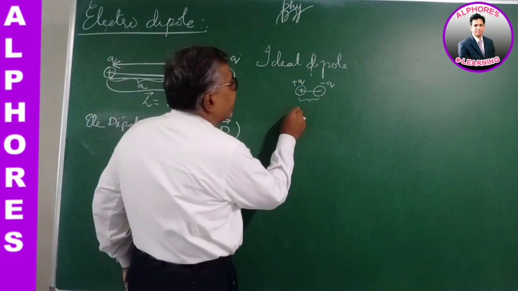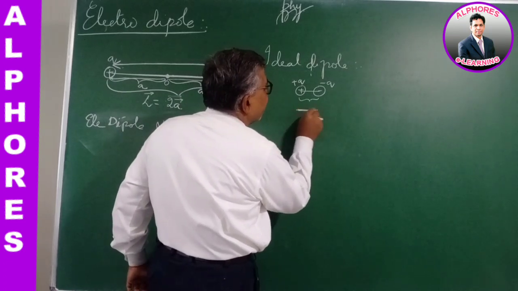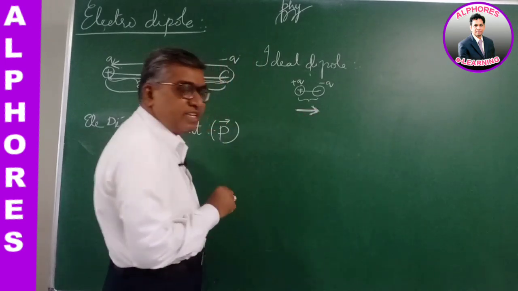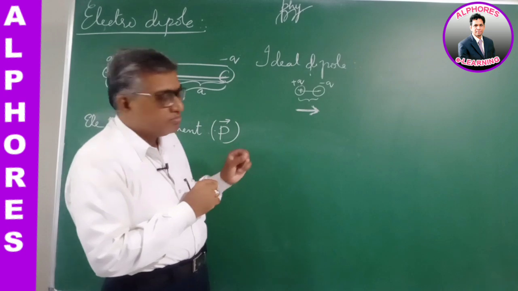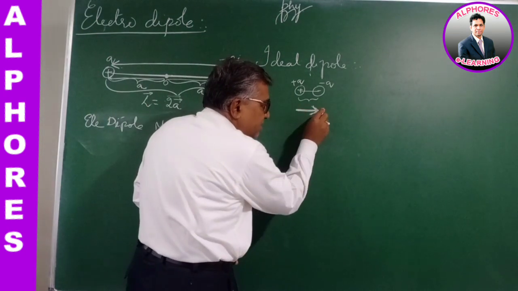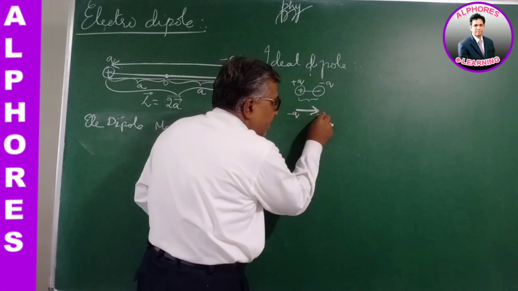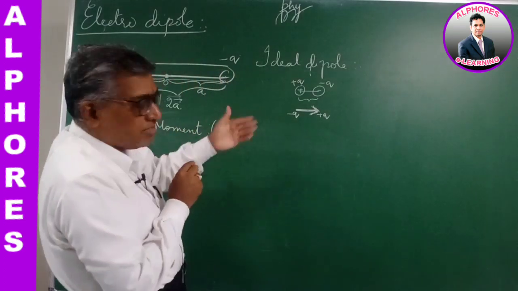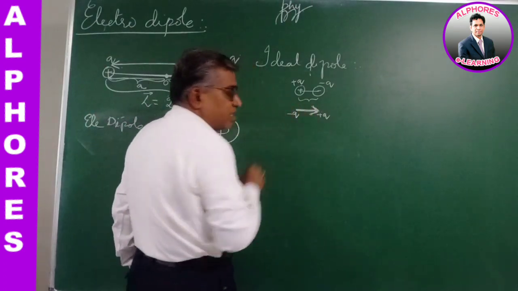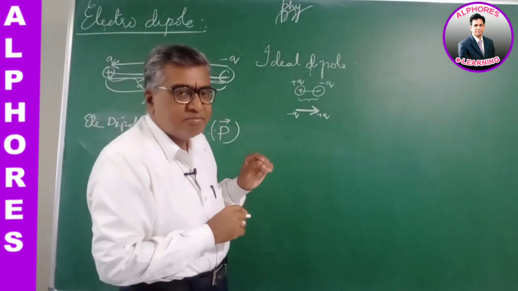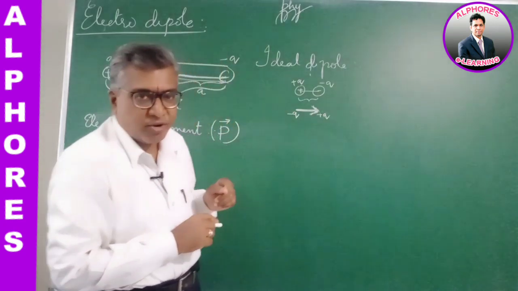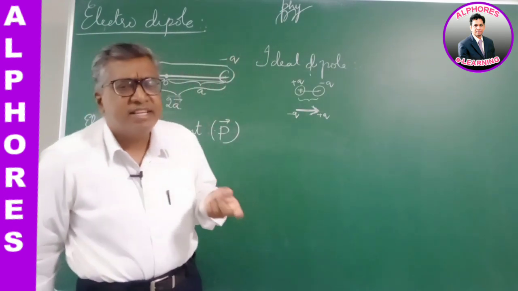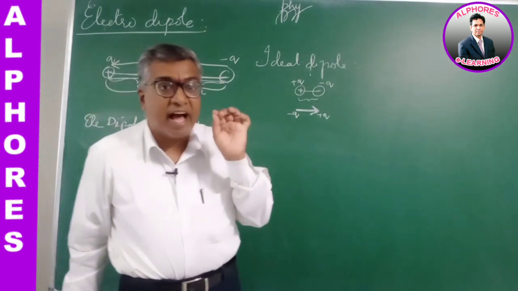And the ideal dipole is represented by a symbol like a bold arrow. A bold arrow is the symbol for an electric dipole, right? The direction of the arrow represents the direction. Here it is minus q charge, here it is plus q charge. The direction of the dipole moment is from minus q to plus q. The direction of the length of the dipole is from minus q to plus q. So it is represented by a bold arrow. In general it is called a short dipole, but technically it is an ideal dipole.